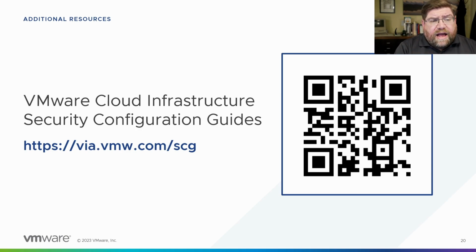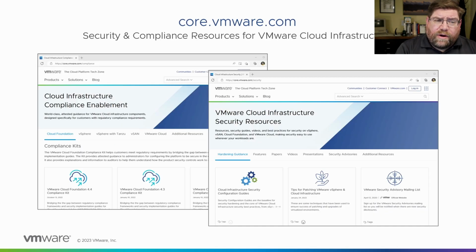So you can find all that stuff at core.vmware.com. We've got 3 main security and compliance pages. We've got a ransomware page, a compliance page, and we've got a security page. And in the security page here, if you click on Cloud Infrastructure Security Configuration Guides, there's all sorts of other stuff there too. TLS configurations and firewalling helpers and all kinds of stuff. You'll enjoy it. So network encryption, all kinds of stuff.